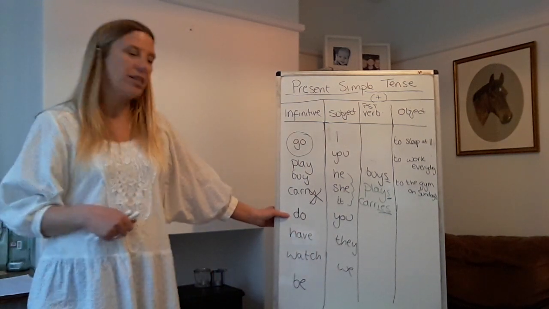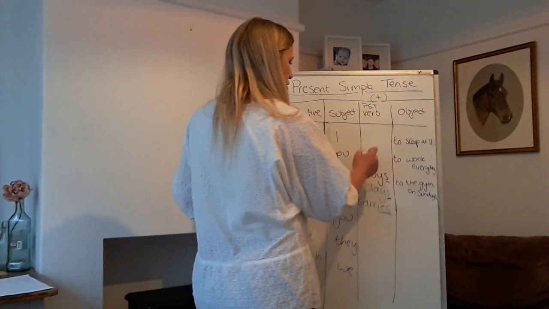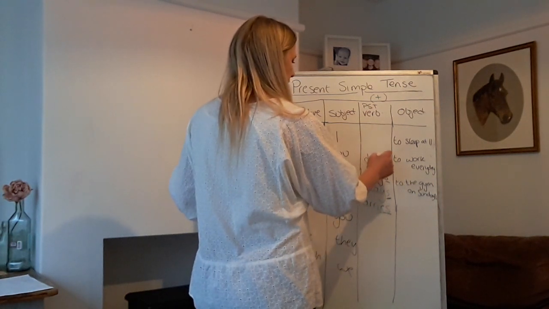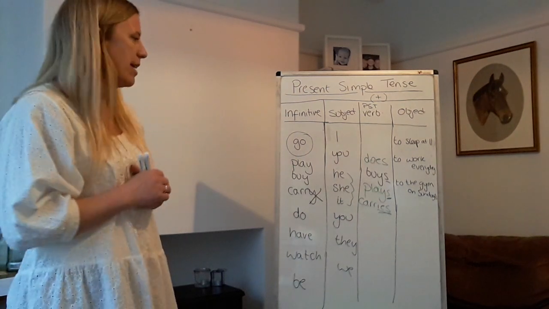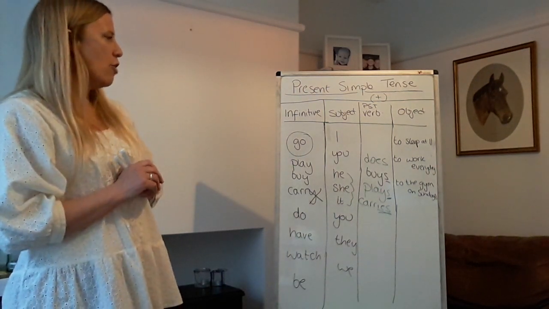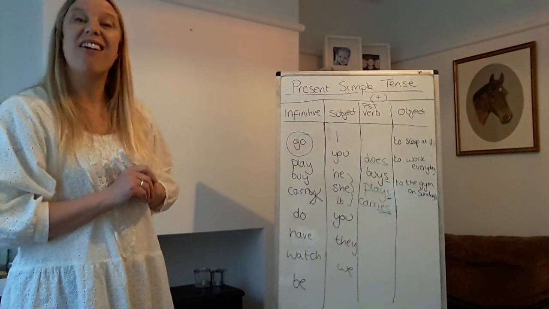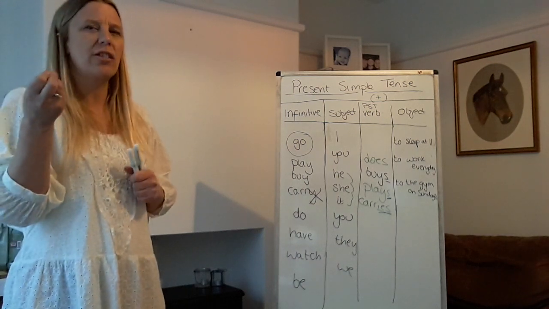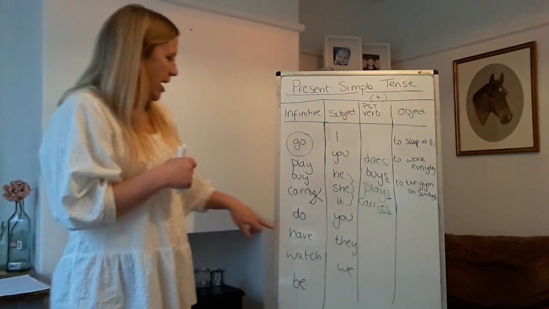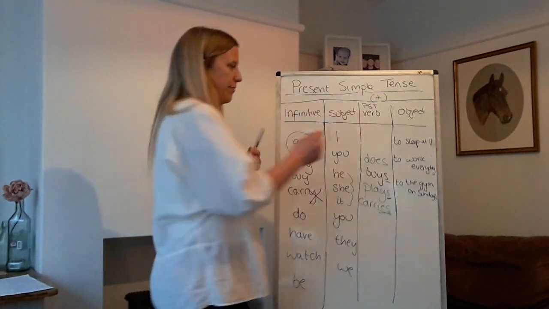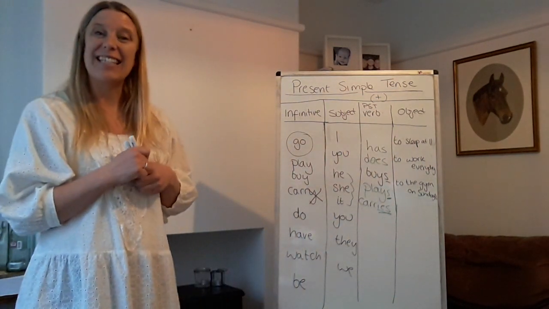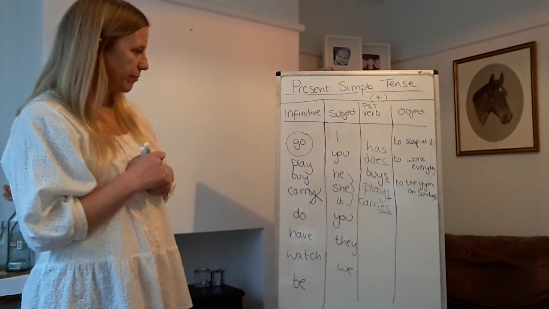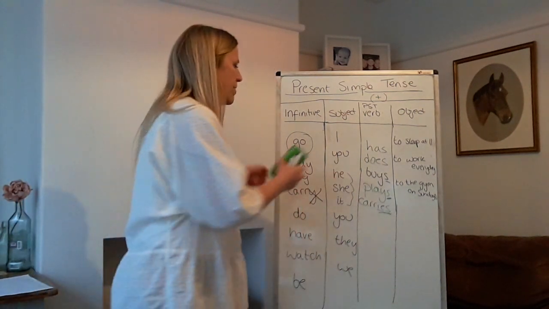Do becomes does. He does, she does, it does. We add ES. Go and do, we add ES. So go becomes goes and do becomes does. The pronunciation changes as well, does. Have becomes has. He has, she has, it has. So this is just with he, she, and it.